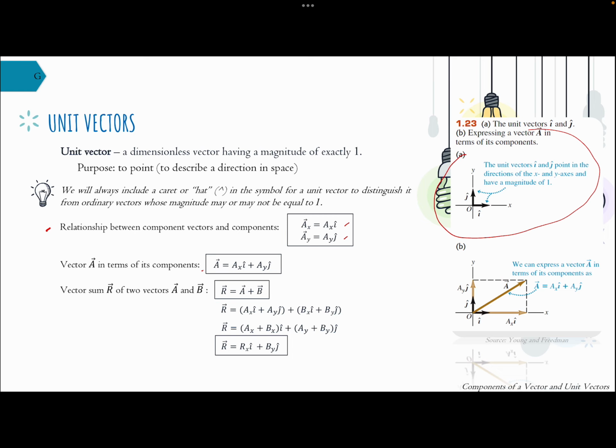Because sabi natin, the sum of the component vectors of a vector is just equal to the vector itself, di ba? So, ganyan. Kaya naging ganyan yung equation natin. Okay. Now, suppose we wish to add a vector B that has components bx and by. So, ganyan.